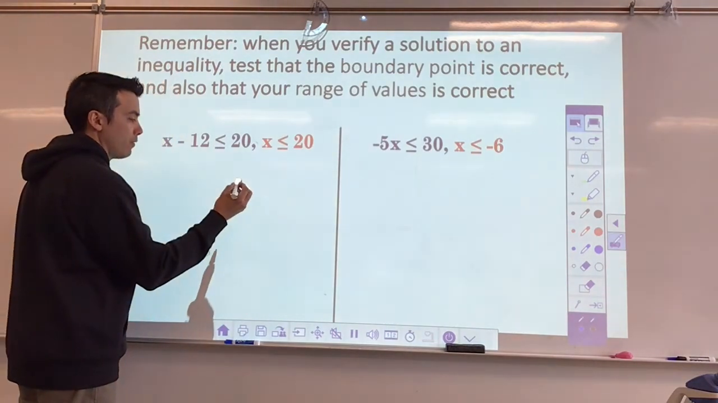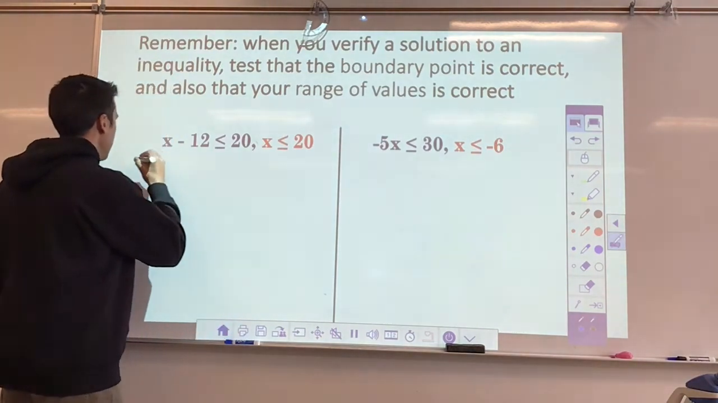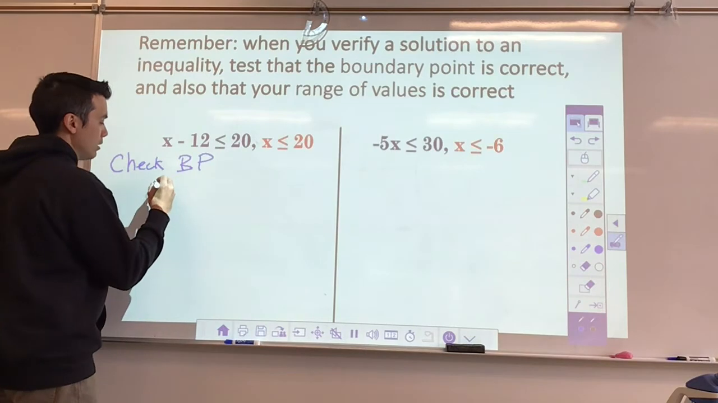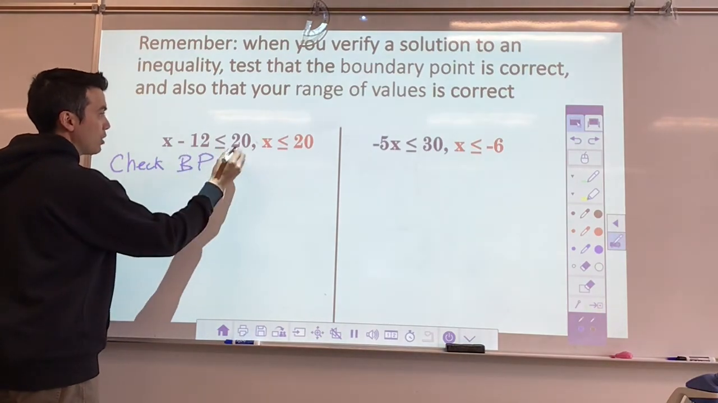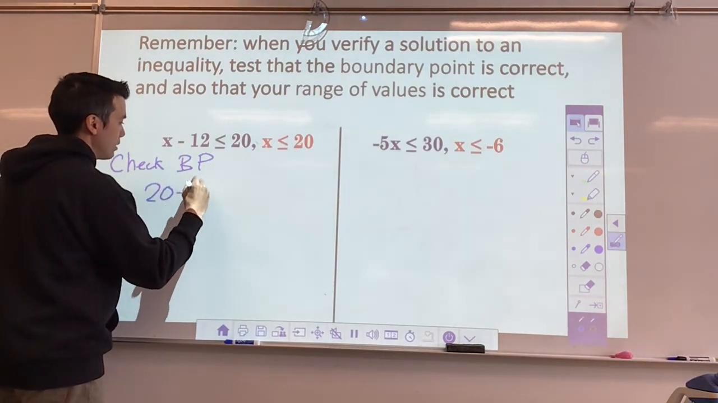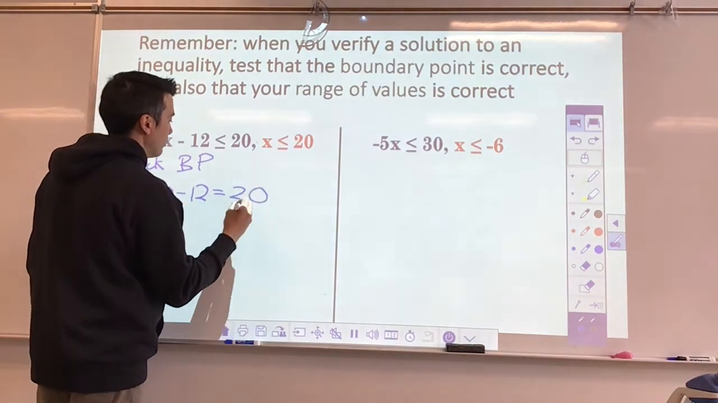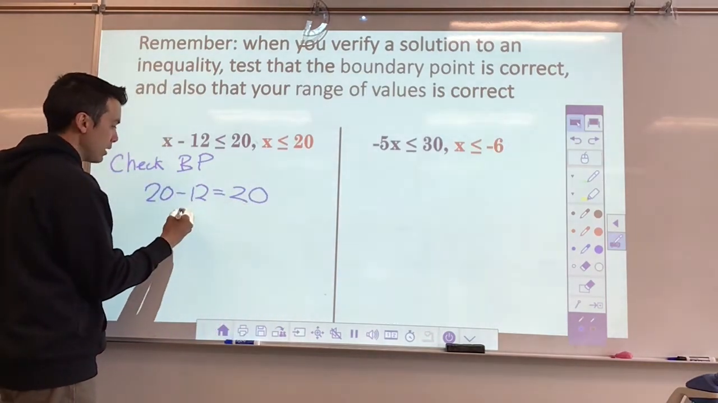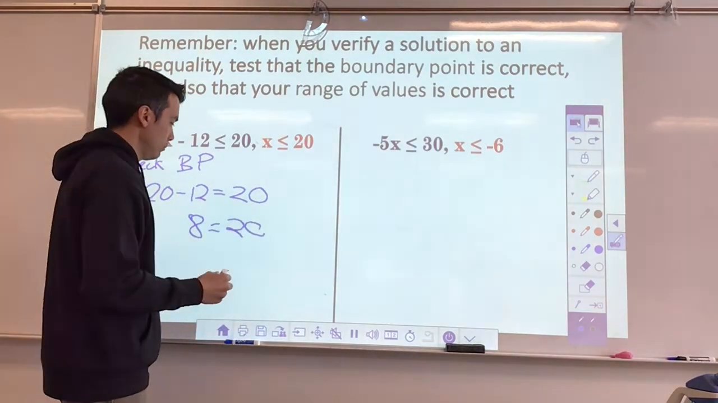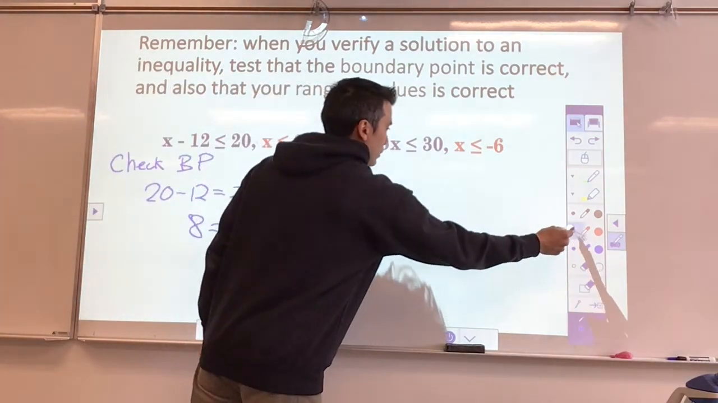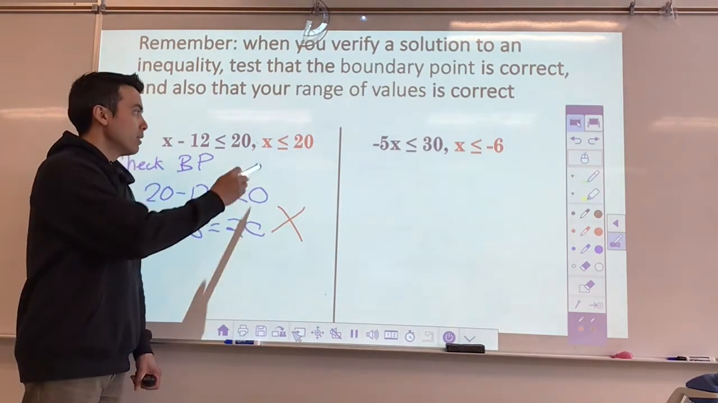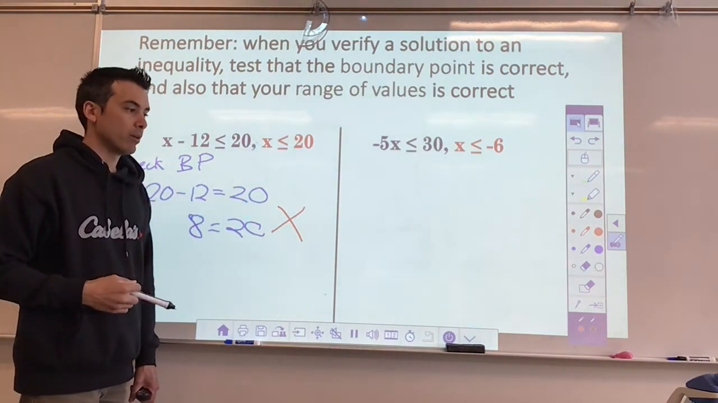The first thing I'm going to do when doing my check is check the boundary point. I'm just going to call it BP. So I'm going to use this original equation, but everywhere I see an x, I'm going to put a 20. 20 minus 12, is that equal to 20? Remember, if I'm checking boundary points, I can use that equal sign even though we're dealing with inequalities. Does 8 equal 20? Nope. So right away I know that the boundary point is not correct. This solution is therefore for sure not correct.